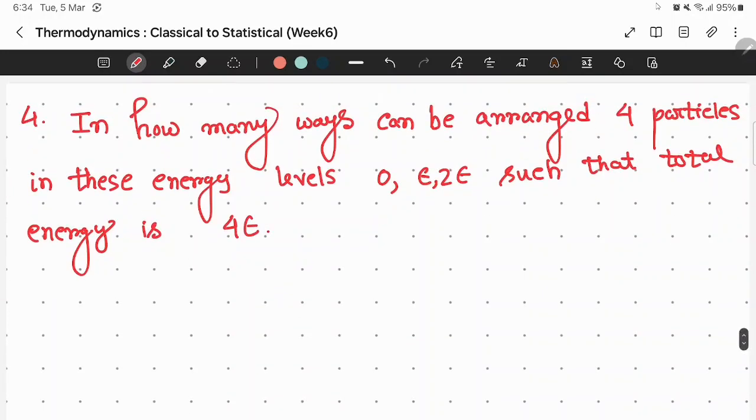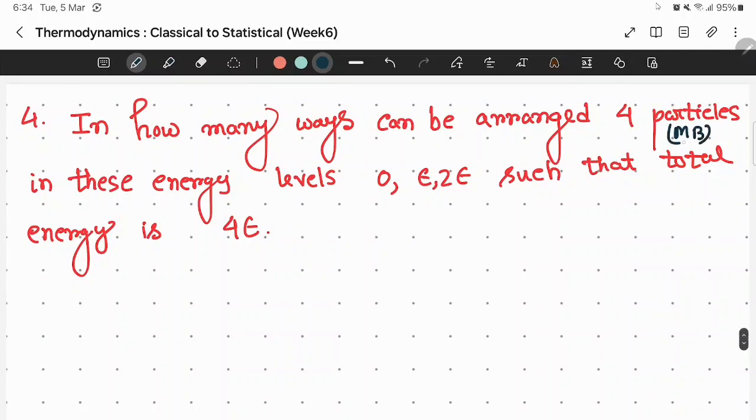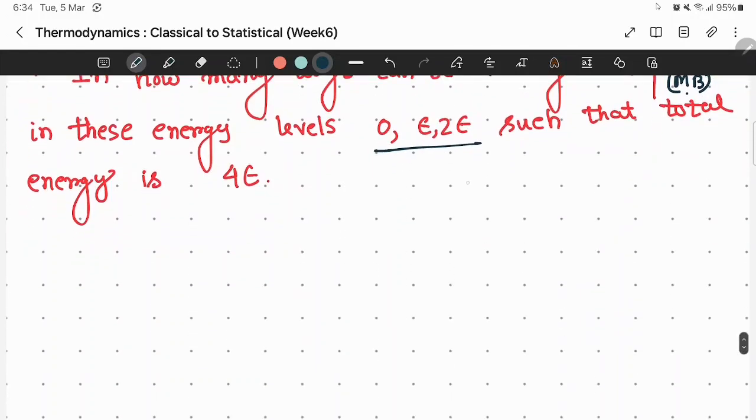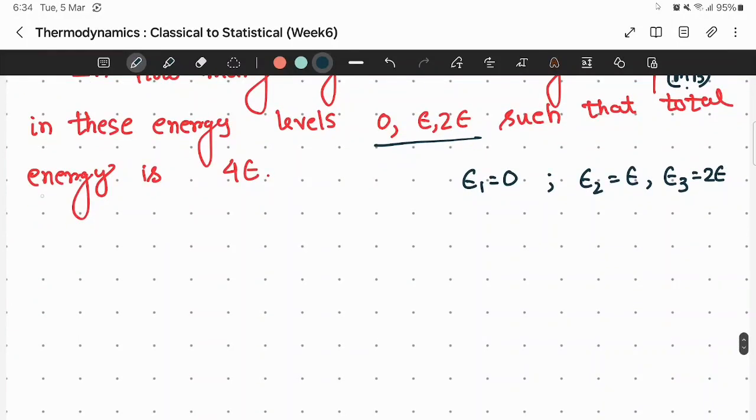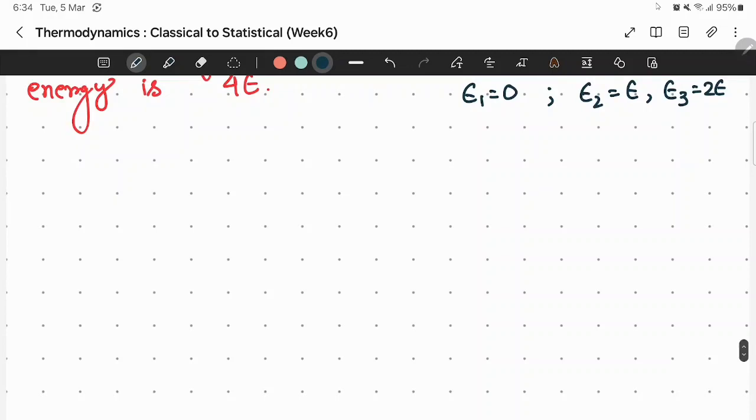So what is given here? Four particles are there, so these are basically Maxwell-Boltzmann particles. Three energy levels are there: epsilon 1 is 0, epsilon 2 is epsilon, and epsilon 3 is 2 epsilon. So we have to arrange the particles in these three energy levels so that the overall energy is 4 epsilon. So we have to find out the probable occupations.